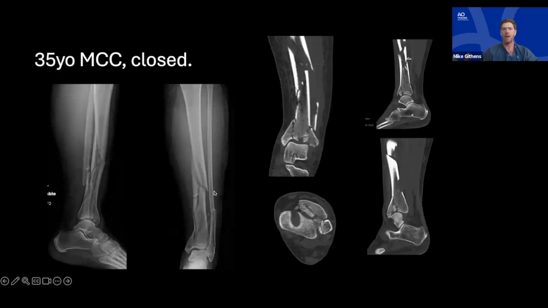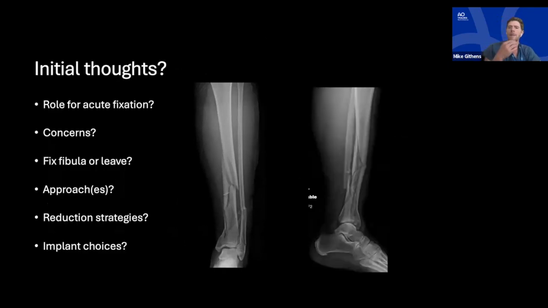All right, so next case, very different. This is a 35-year-old motorcycle injury. Let's consider it an isolated and closed injury for purposes of this talk. So, I mean, polar opposite from the last injury. When you look at this injury, there's a lot of questions that we can go through. Some of them have been addressed directly. Some of them haven't really.